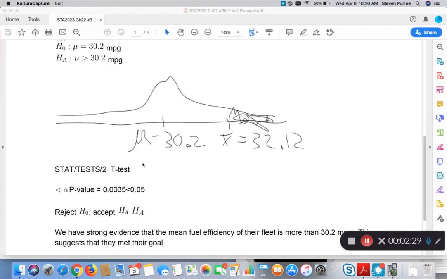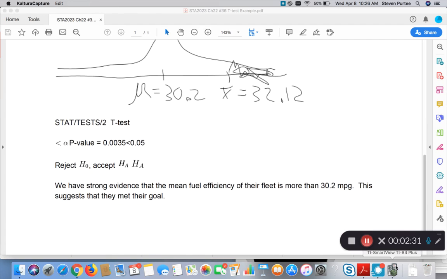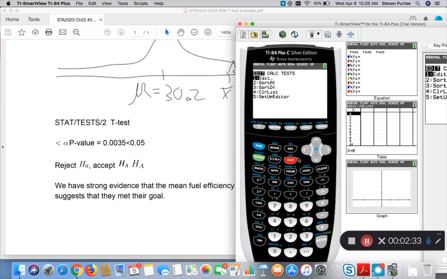All right, then we get our calculator out. Calculator does all the work. There are only 4 buttons we're going to use for these mean problems. Buttons 2, 4, 8, and 0. This is a hypothesis test, so that narrows it down to 2 and 4.